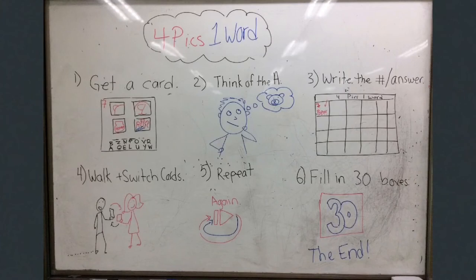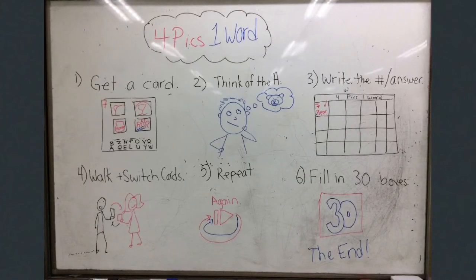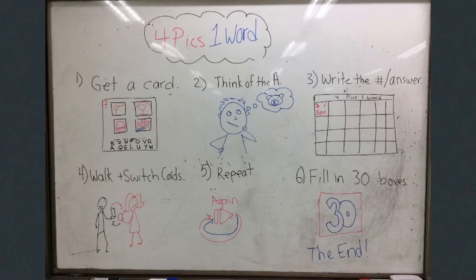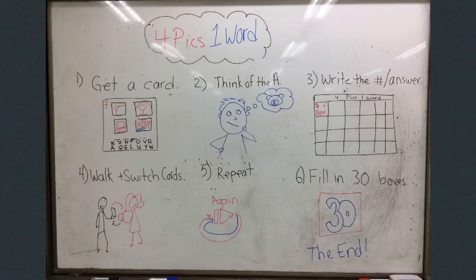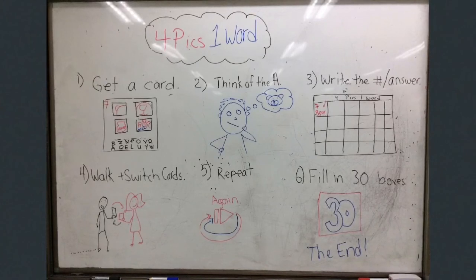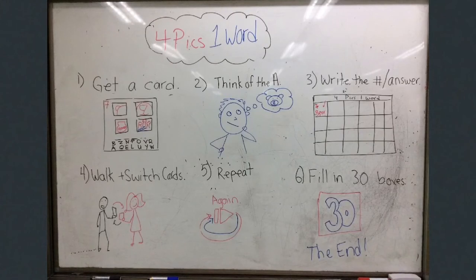Next are steps 2 and 3. They've got to think of the answer and then write it down on their paper. Pretty simple, right? Step 4 is the most difficult instruction to manage because students have to walk to the front of the classroom and switch their cards out for a new one. This is where your procedures really matter.